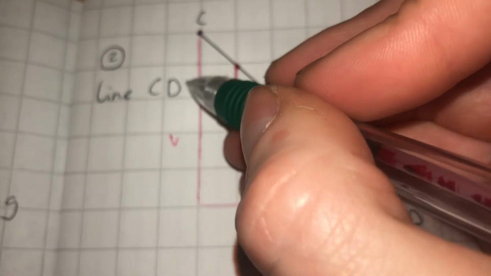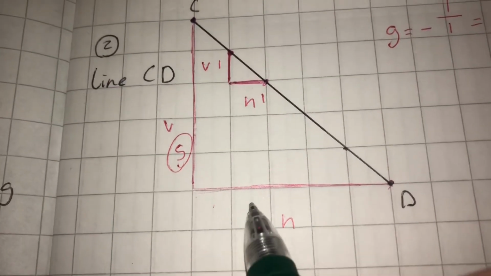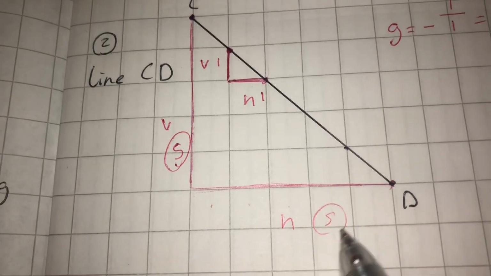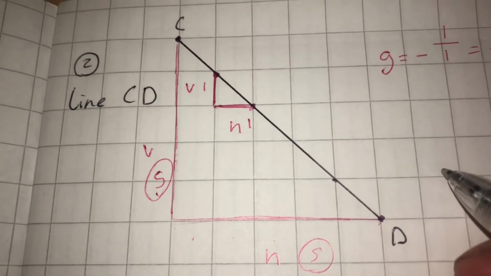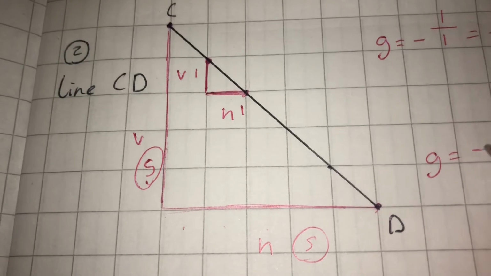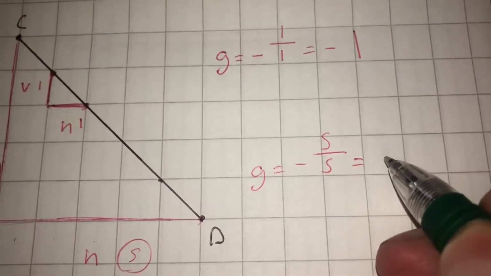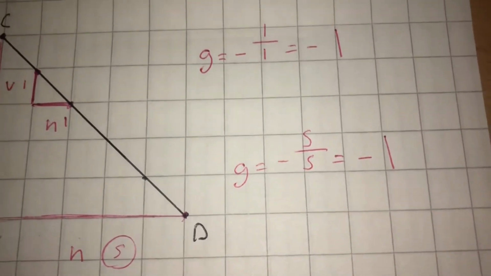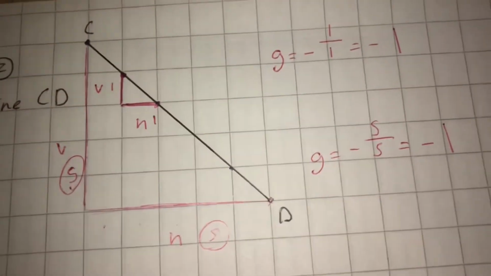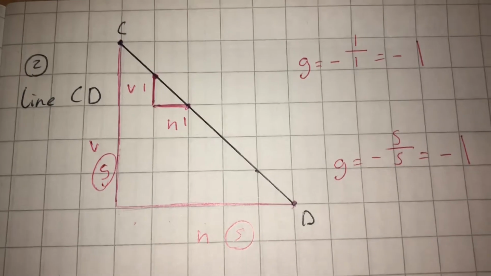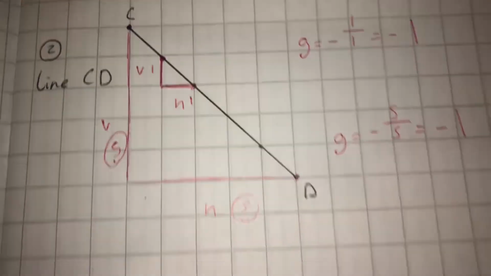The vertical distance is 1, 2, 3, 4, 5. The horizontal distance is also 1, 2, 3, 4, 5. And of course the line's going down, so it's just negative. If you were to pick those 2 points, you would end up with minus 5 over 5, 5 divided by 5, which again is minus 1 because we're dealing with a negative gradient. So it doesn't matter what 2 points you pick on the line, just make sure you pick exact coordinates, alright?